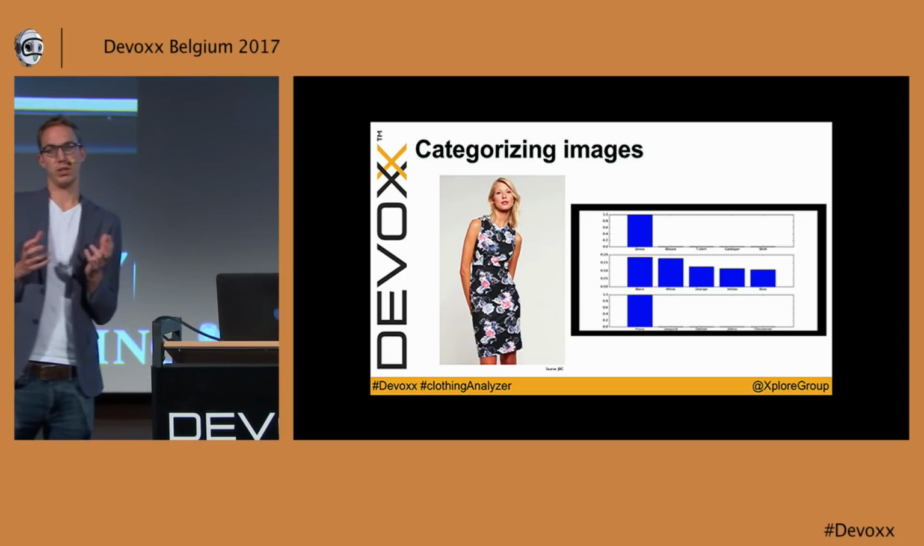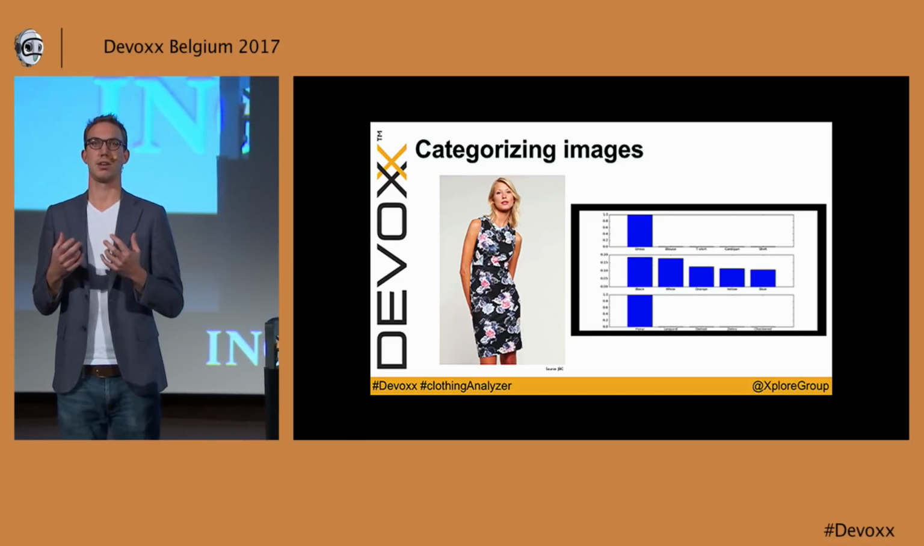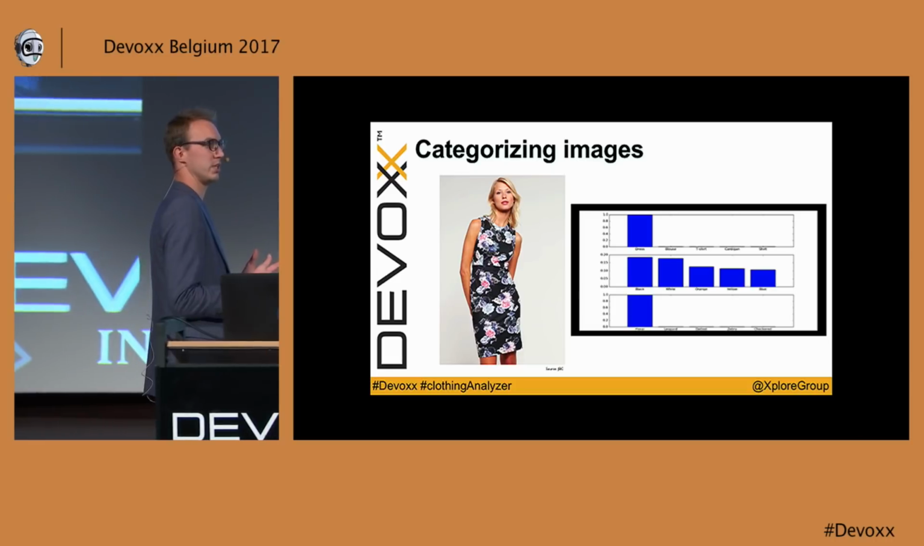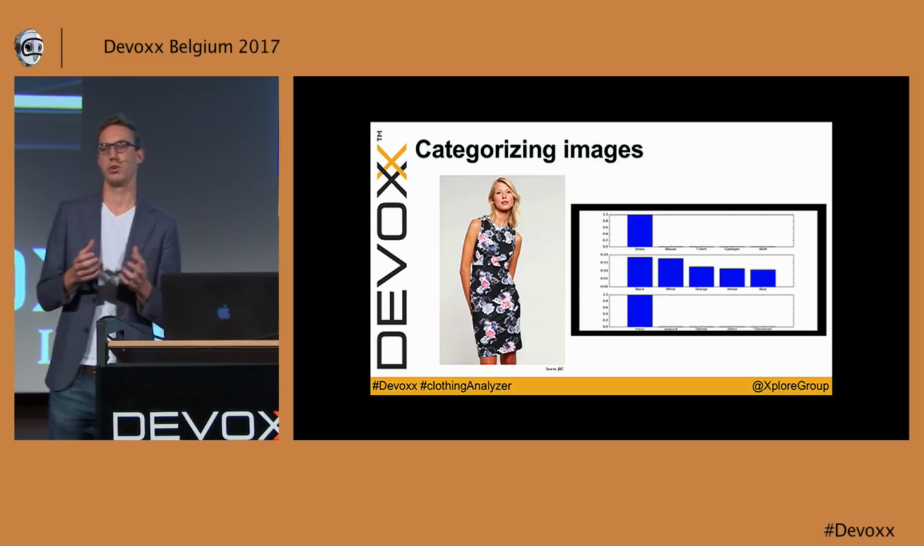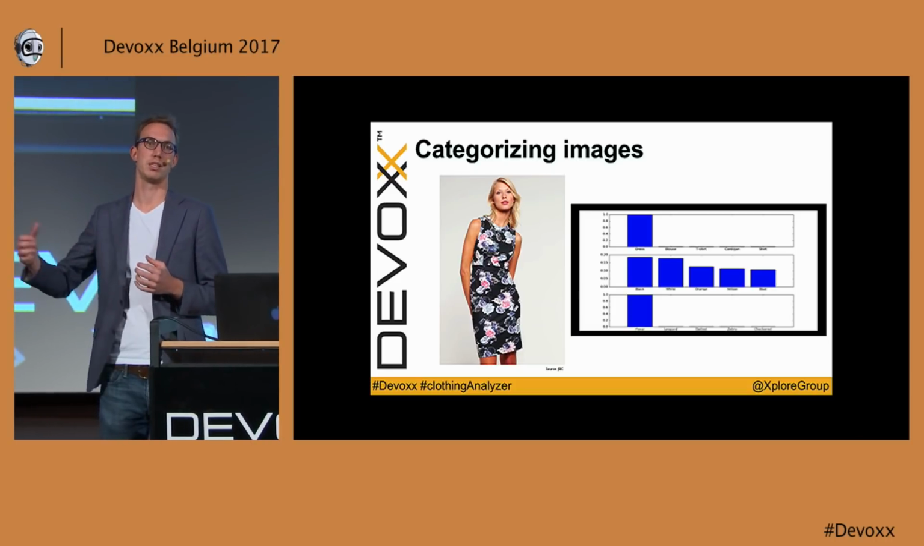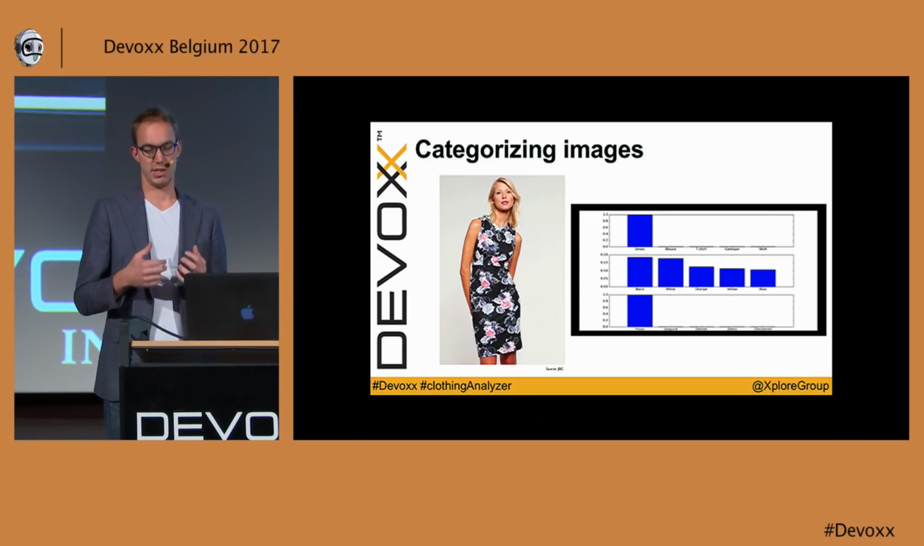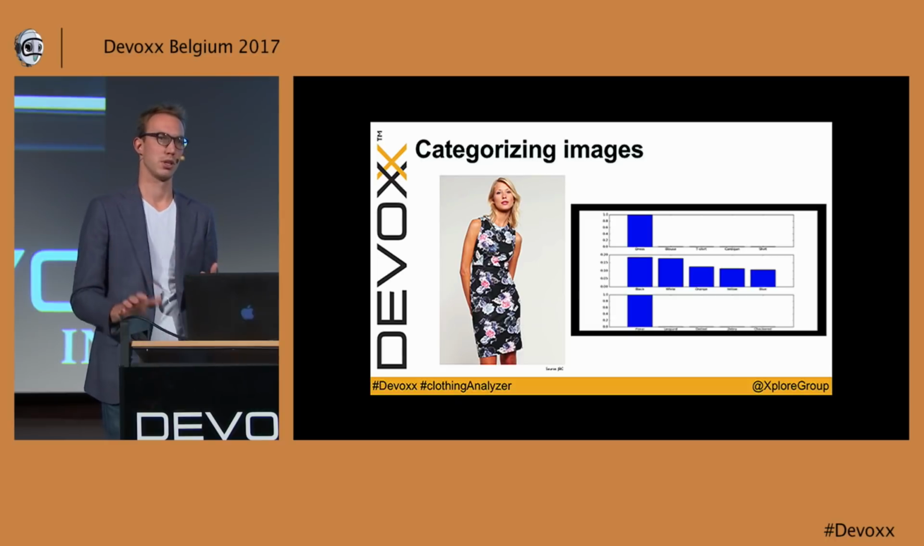So now we've built a model, and that model can detect what's on an image. So the next thing we wanted to do is use that model or the features of that image to recommend similar clothing. So how do you do that? How do you tell your model what is similar and what is not?